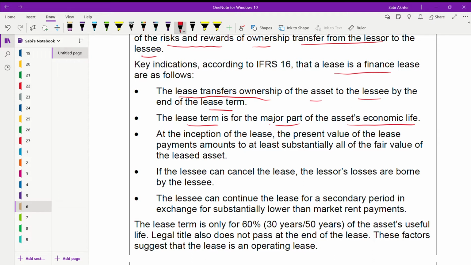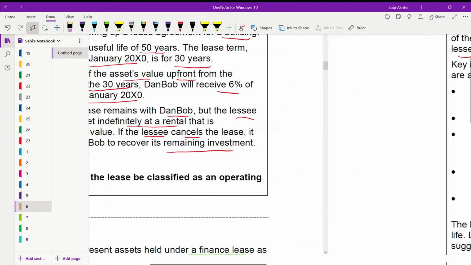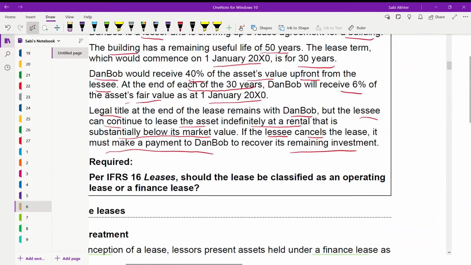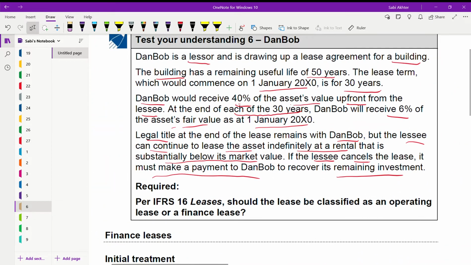Third, at the start of the lease, the present value of the lease payments amounts to at least substantially all of the fair value of the leased asset. For that, we need to go again to the case study. There are so many other points, I think around 6 or 7, but they're only giving 5 points here because they want to link this to the case study. You understand? So always you have to give points which you can link with the case. If you cannot, then don't write that point.